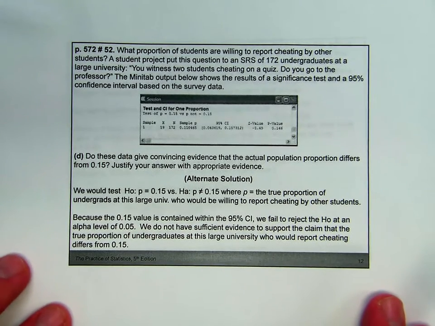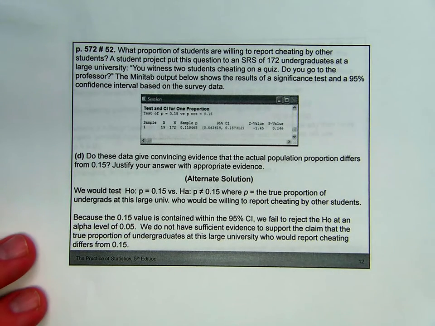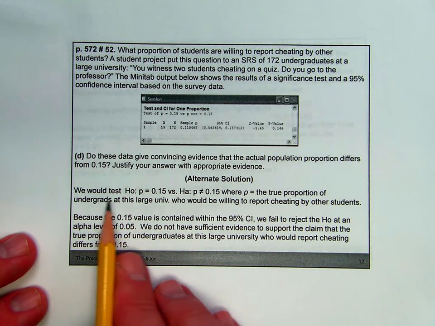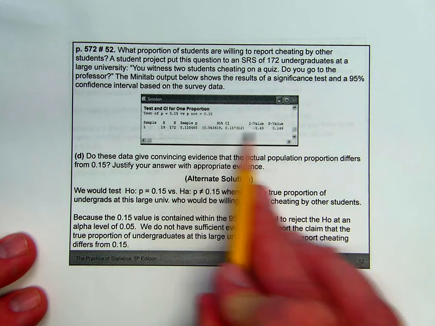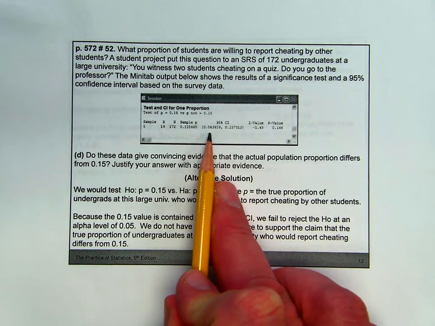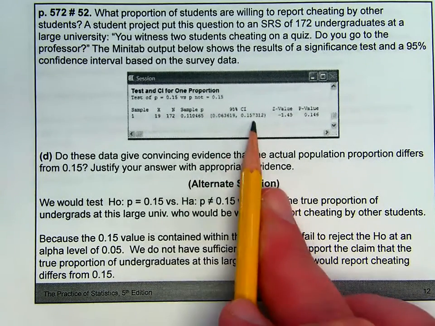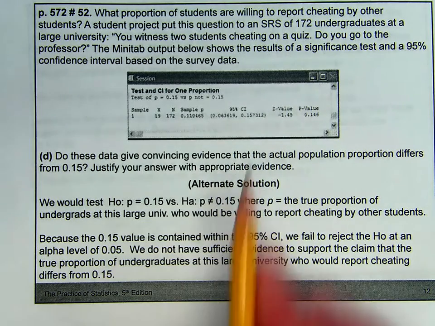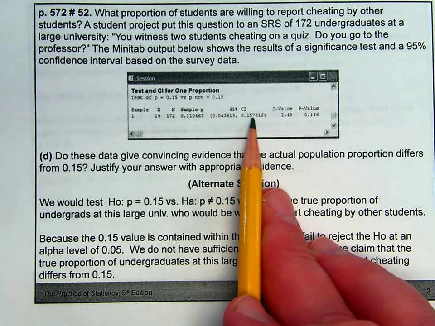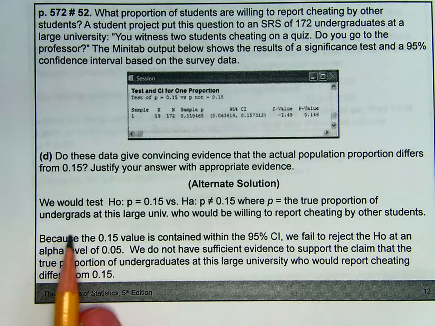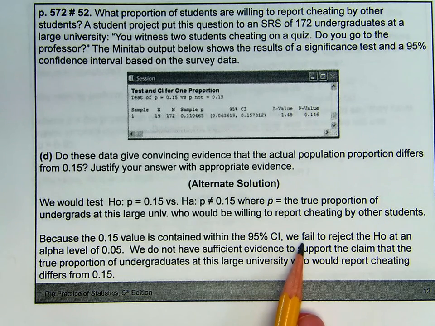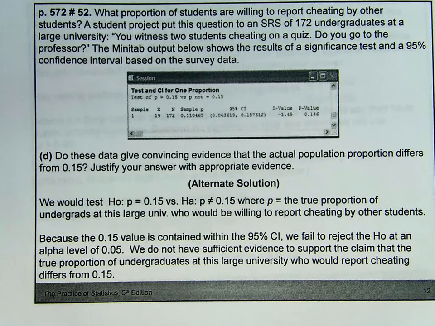What about focusing our answer based on a confidence interval? So, the other thing we could do is focus on the fact of the 0.15. Zoom in on this, it's not the greatest photocopy. The 0.15 is included in that confidence interval. 0.157 is the upper end of the confidence interval here. So because the 0.15 is contained in that confidence interval, we fail to reject the H0 at an alpha level of 0.05. We do not have sufficient evidence to support the claim. Finishes up with the last sentence being the same thing.